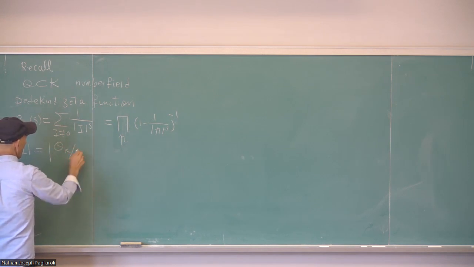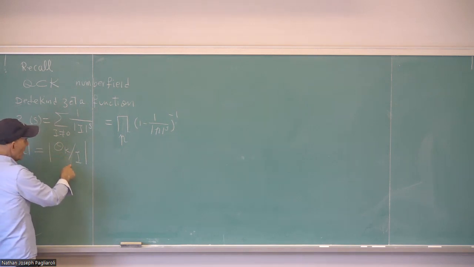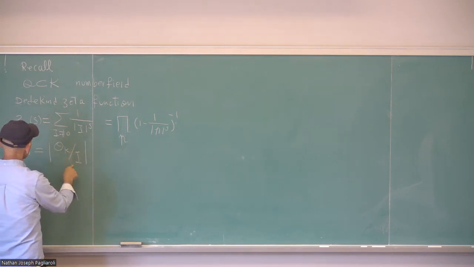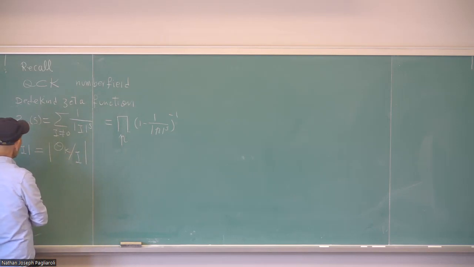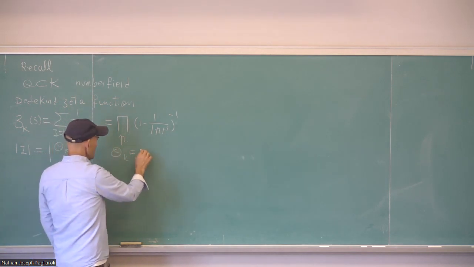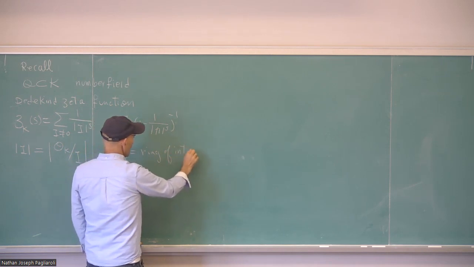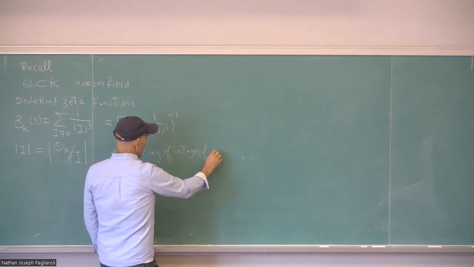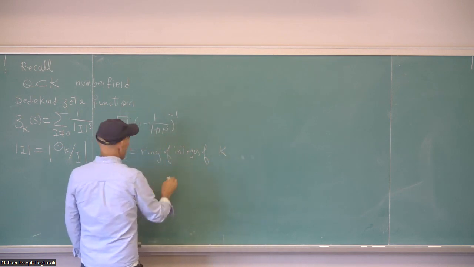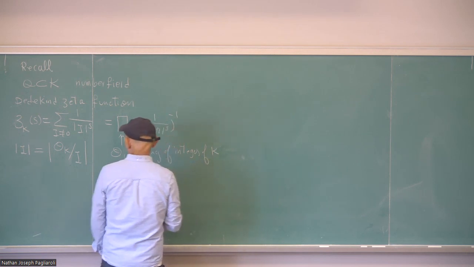Okay, so this norm, by definition, is the order of O_K divided by I. So I is a non-zero ideal in the ring of integers of K. And I said this is a finite ring in general. Okay, so O_K, the ring of integers of K, of course, is inside K.